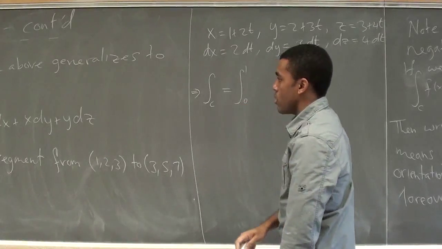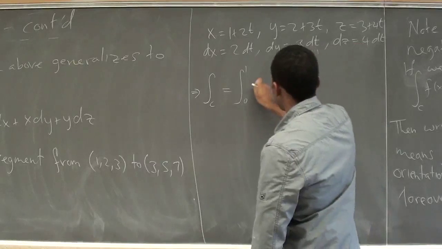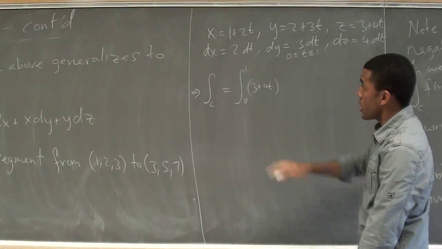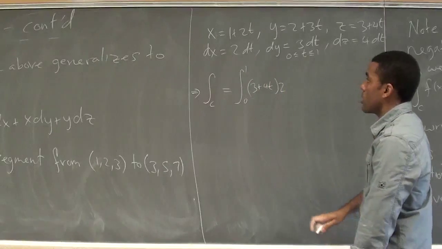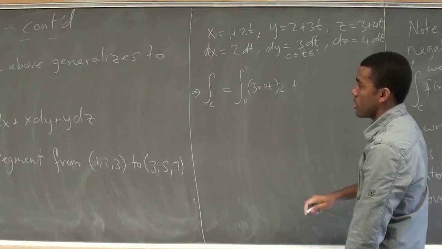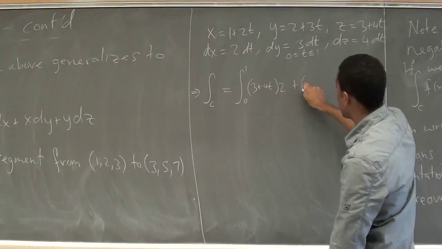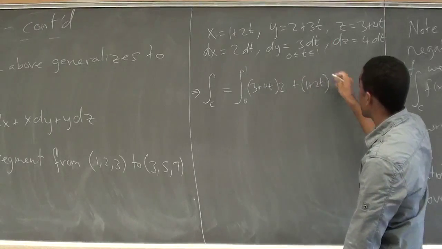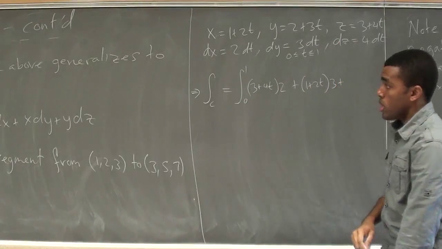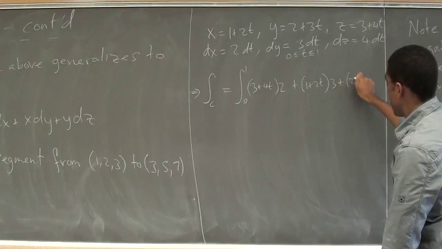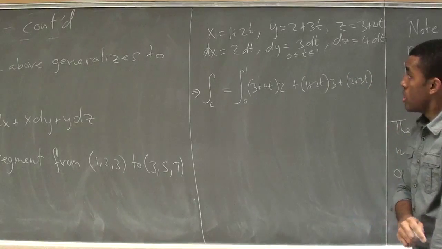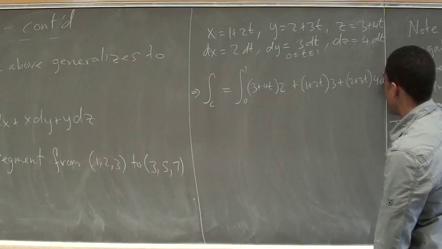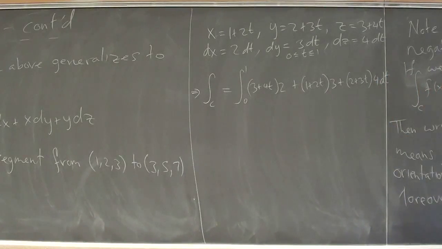0 to 1 of z, which is 3 plus 4t, times dx, which is just 2, plus y, plus x, which is 1 plus 2t, times dy, which is 3, plus y, which is 2 plus 3t, times dz, which is 4, and I can put the dt at the end. Just add them up.